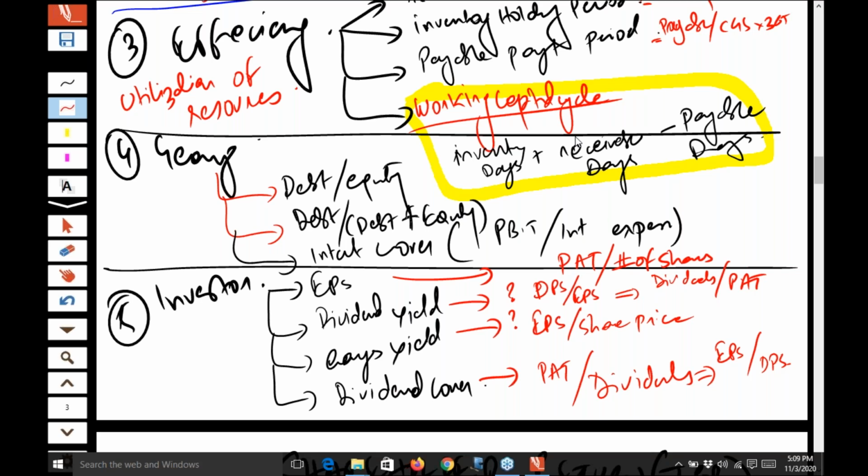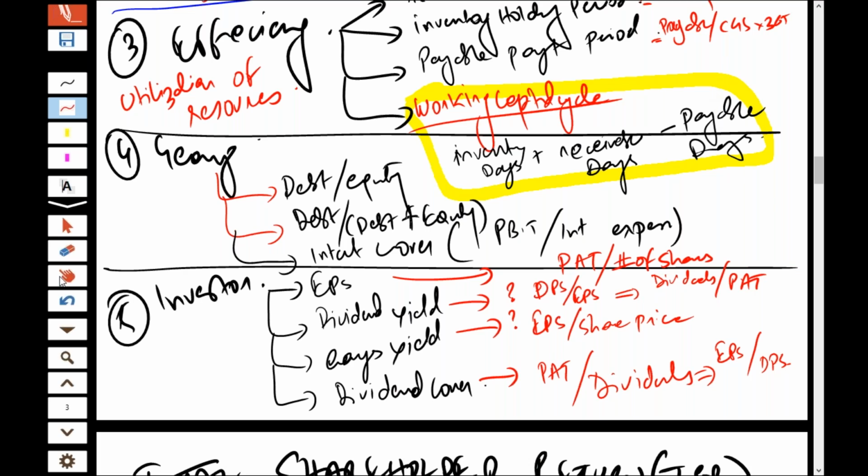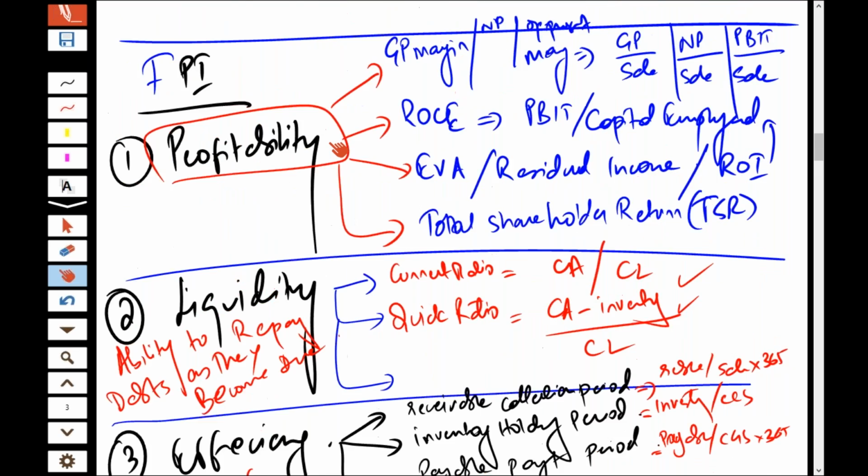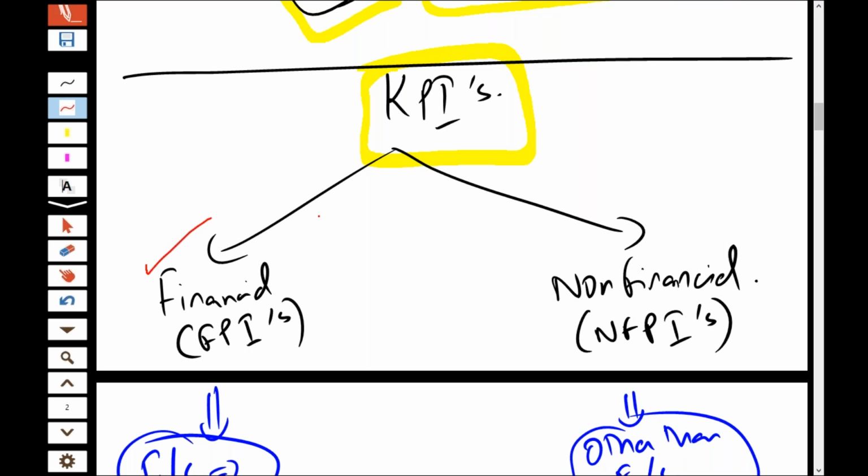So basically what we have done up till now is that we have determined that in order to measure the performance of any organization, you can measure them using financial performance indicators. You can measure them using non-financial performance indicators. And what exactly are these financial and non-financial performance indicators? The financial performance indicators are those which are based on financial factors. Okay, good enough.